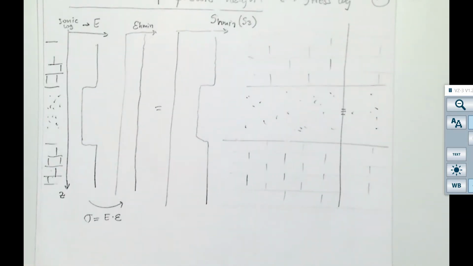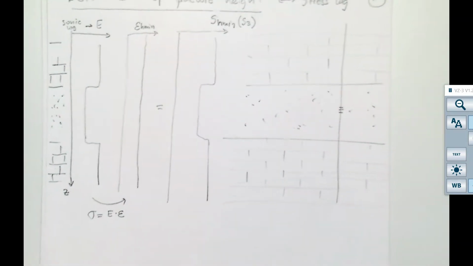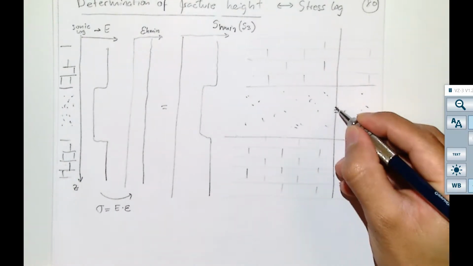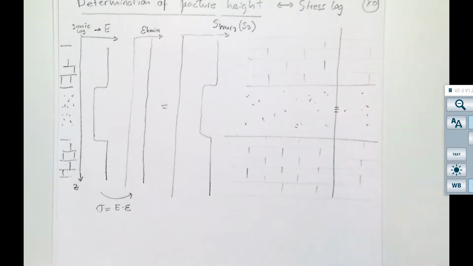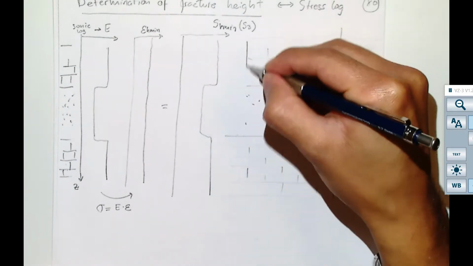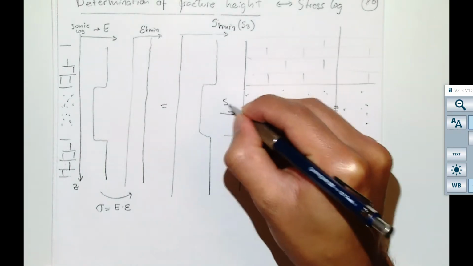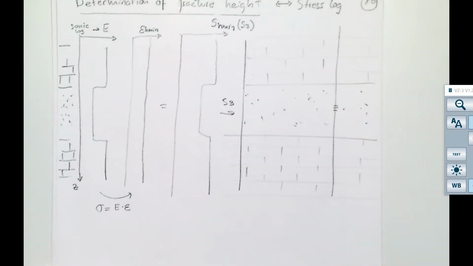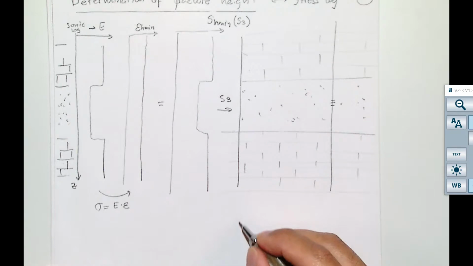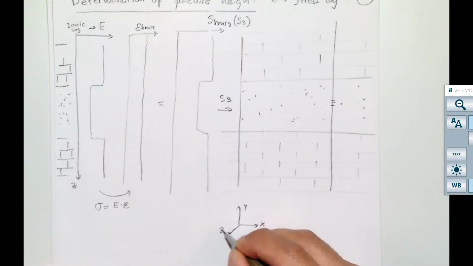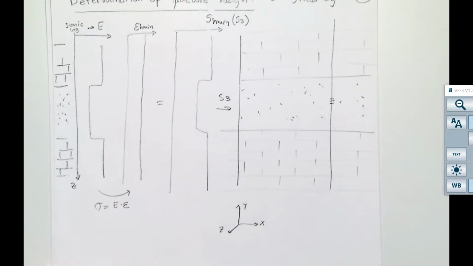All right, so there we have the carbonate, the sandstone. If you start injecting, we're going to say in this case that the minimum principal stress is going to be in this direction. So if this is, let's say, X, Y, Z, I'm saying that S3 is in direction X, okay?